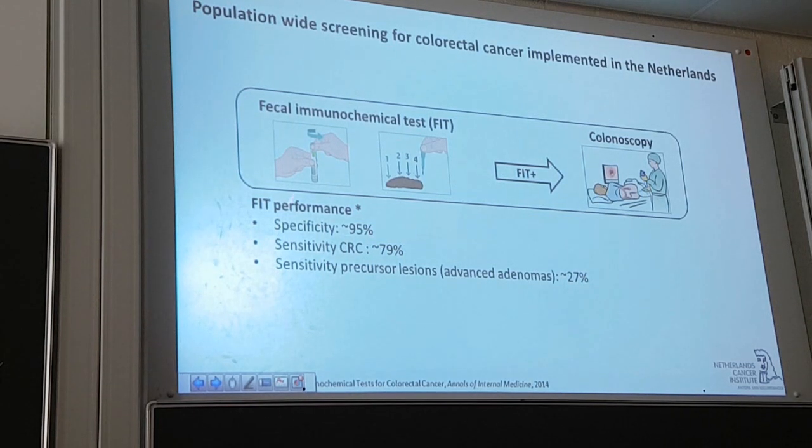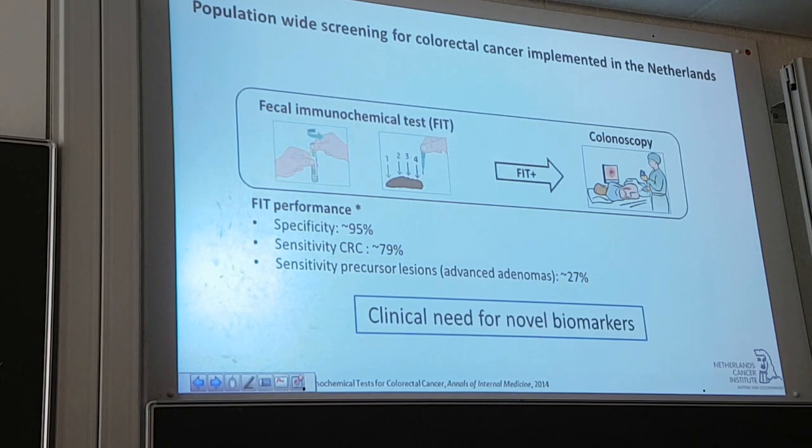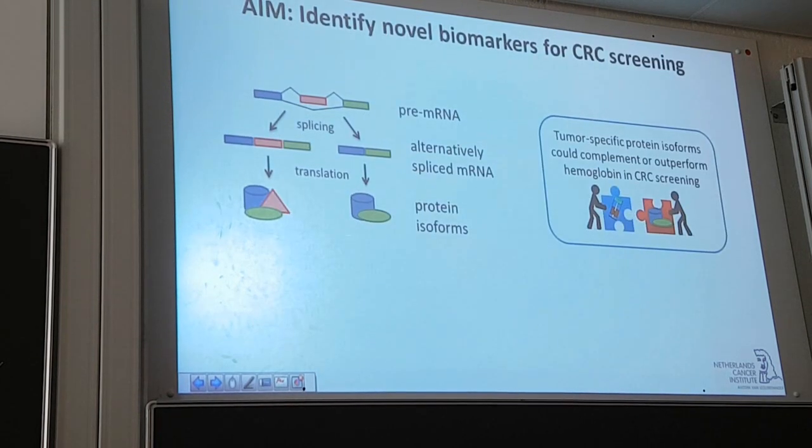And while FIT performance is quite good, it can still be improved, so there's still over 20% of people with cancer that are not detected with this method. It also concerns cancer precursor lesions, for which FIT has lower sensitivity. So there's a clinical need for a novel biomarker, and we would like to look at alternatively spliced mRNA as a source of potential biomarkers for colorectal cancer screening.